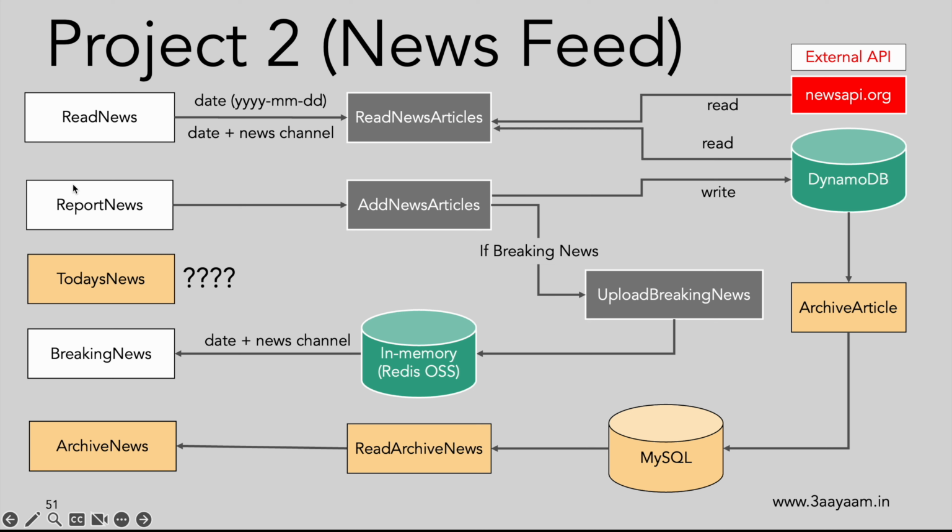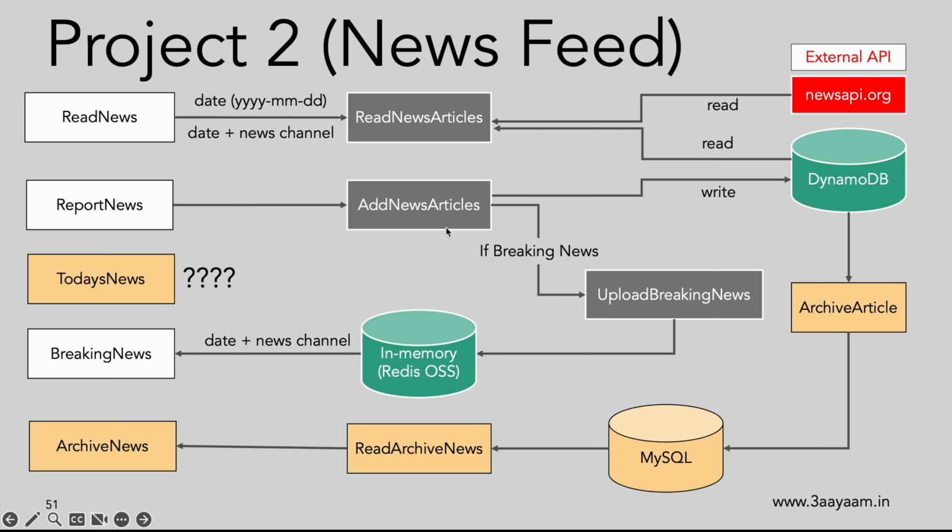Then we have the second API, which is report news, and this report news API would also call another API, which is add news articles. And whenever we add a report, this will write to the DynamoDB from where the read news articles is reading. This is the same DynamoDB table.